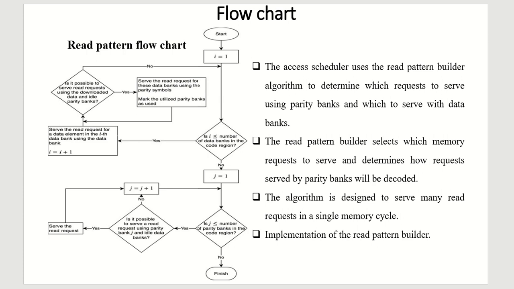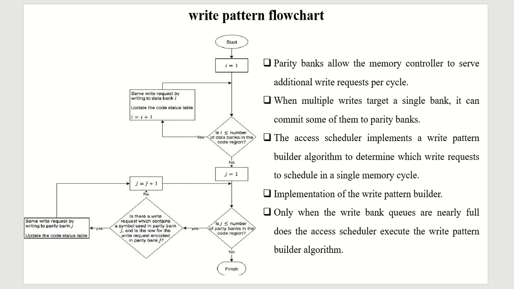Here we can see the flowchart. If we start, I equals 1, meaning initially we are giving 1, and then we check whether I is less than or equal to 1. If a data bank's code is recognized, it sends; if I is less than or equal to 1, it is yes, or no means J equals 1. Like here we can see, right? It comes down, J equals J plus 1, and finally the loop will be complete when the pattern is equal. And here we can see the write pattern flowchart.